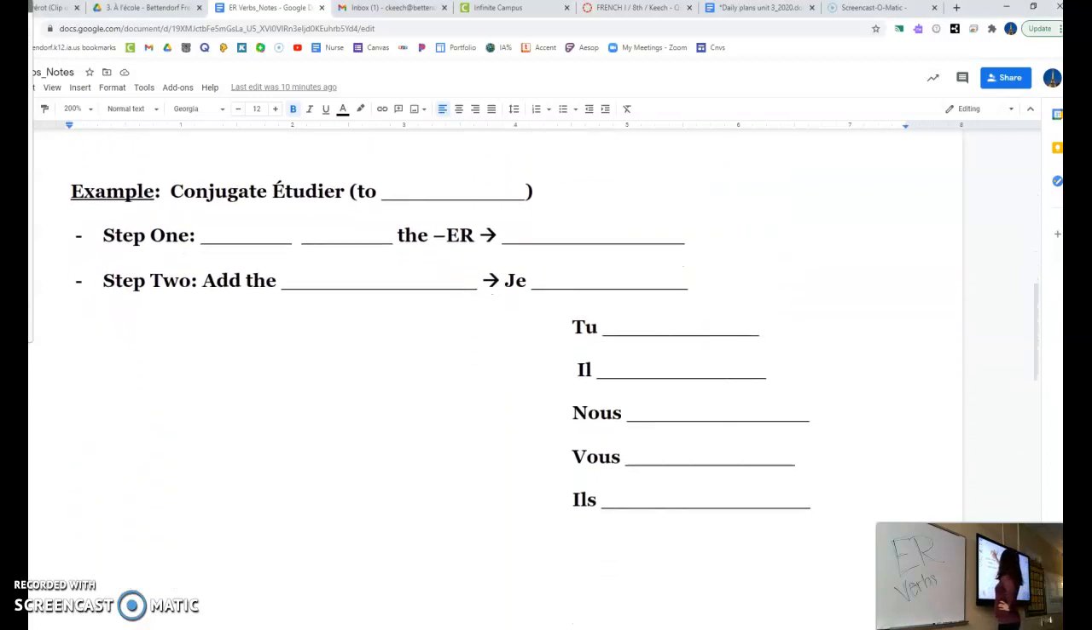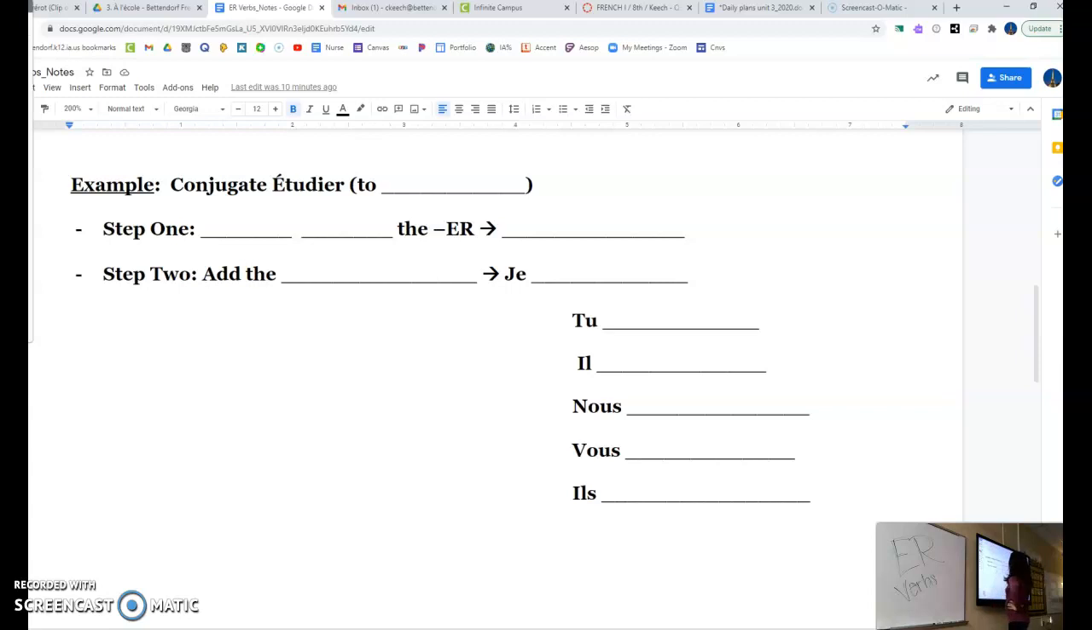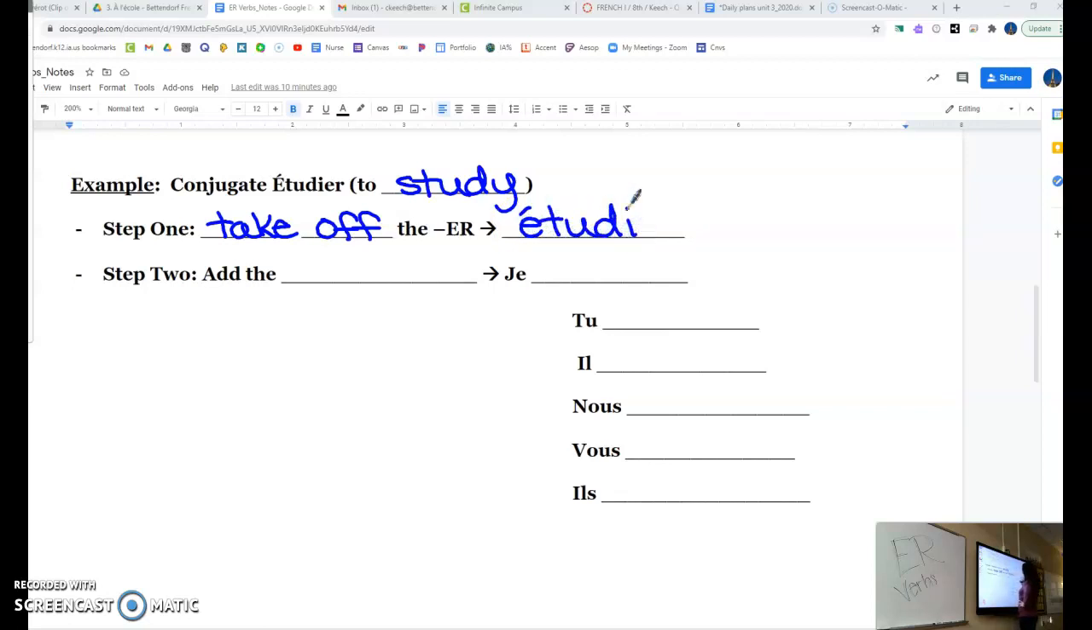Scroll up. In order to conjugate or change étudier, so that we are all able to say, I study, you study, he studies. Étudier in English means to study. Step 1, if you guys look back up at what we just did, is to take off the ER. So, étudier with no ER looks like this. That is called the verb stem.